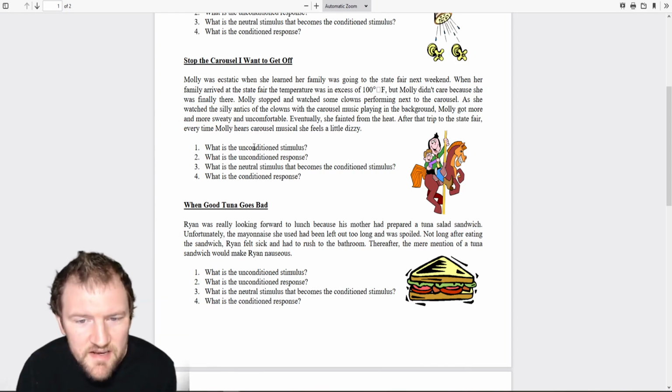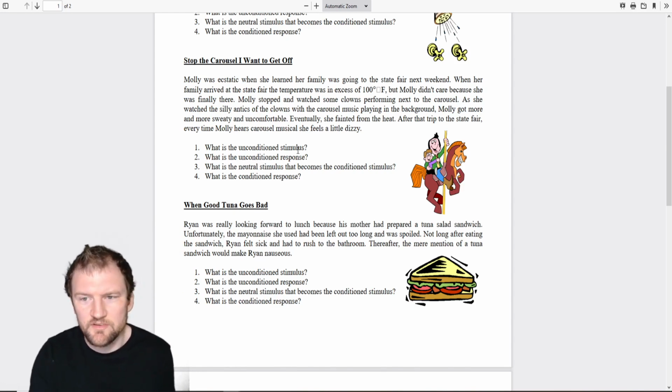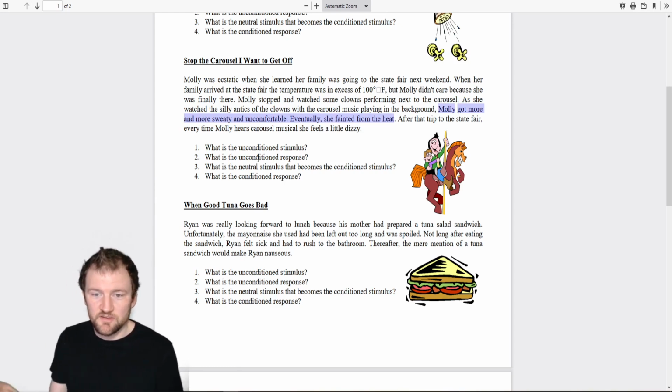So here, what is the unconditioned or unlearned, no learning necessary stimulus? What happened to Molly that if it happened to you, you'd act in a similar way because you don't need to learn the reaction to the stimulus? And that would be the heat. So the heat is the unconditioned stimulus. What was the unconditioned or automatic response to the heat? The kind of two things. Molly got more sweaty and uncomfortable and fainted. So sweaty, uncomfortable, and fainting was the response initially to the heat.